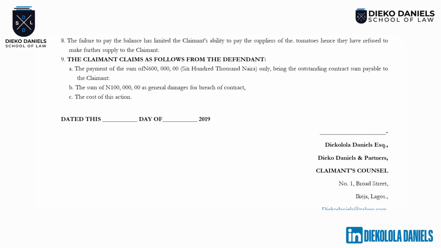Now, A, what are the things we are claiming? The payment of the sum of 600,000. That's number 1, being the outstanding contract sum payable to the claimant. Now, B, the sum of 100,000 naira as general damages for breach of contract. C, the cost of this action. So you can see, after we've gone sequentially, we now tell the court, this is what we want. We want A, B, C. And how do you tell the court this is what we want? In that paragraph, you say whereof the claimant claims as follows, or you say the claimant claims as follows from the defendant. And immediately after what you are claiming for, you then go under.